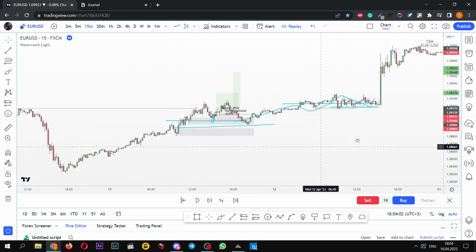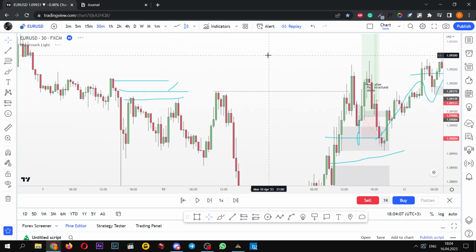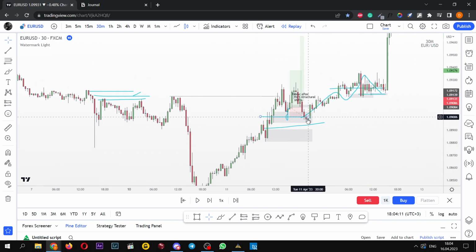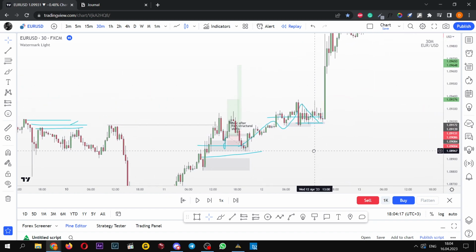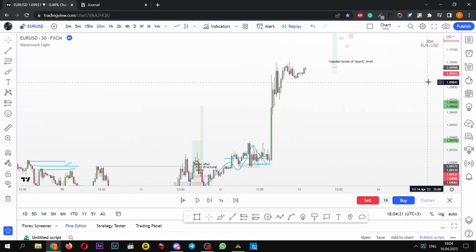So what we did there is actually mitigated 30-minute zone, as you can see, 30-minute zone with refinement, and just continue up. So best opportunities were here during this time, and basically that's all.